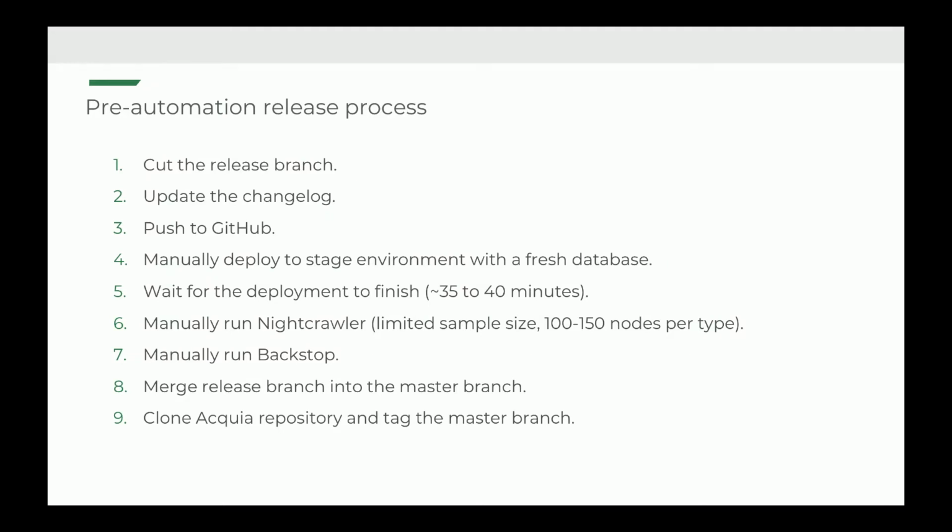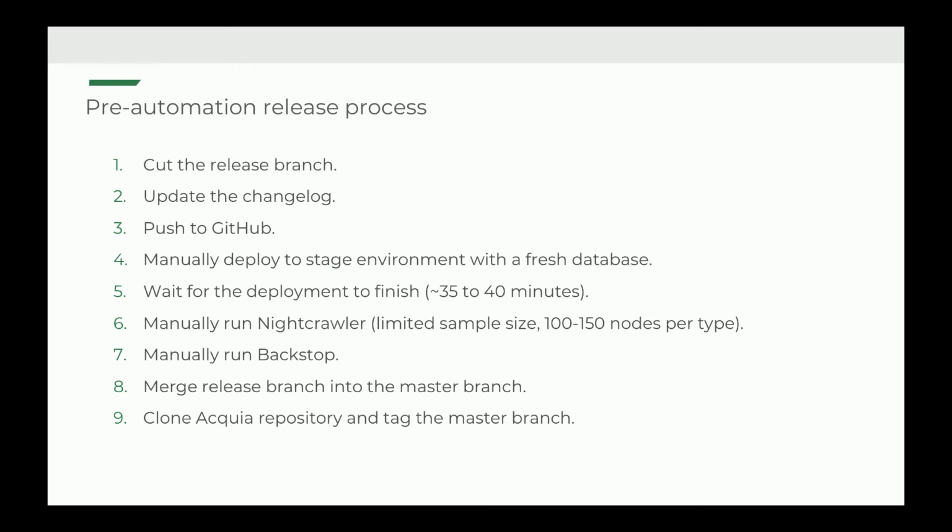We're cutting the release branch, we're updating the change log, we're pushing to GitHub, we're manually deploying, we're waiting for the deployment, because every time we deploy to stage, we would need a fresh database because we want to use the most up-to-date from production. We would be manually running our Nightcrawler, manually running our backstop. Let me just tell you, my computer's fan made a loud noise every time I ran that Nightcrawler and every time I ran backstop. It only crashed a few times, but, you know.